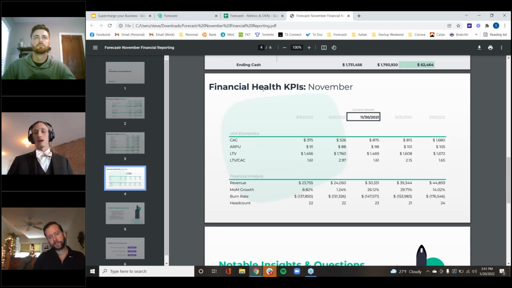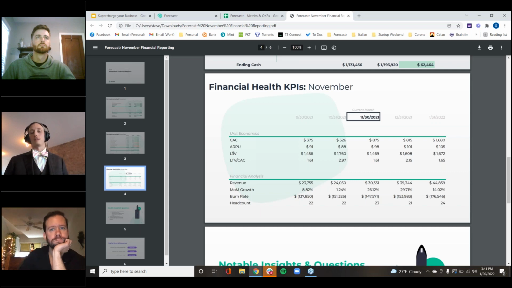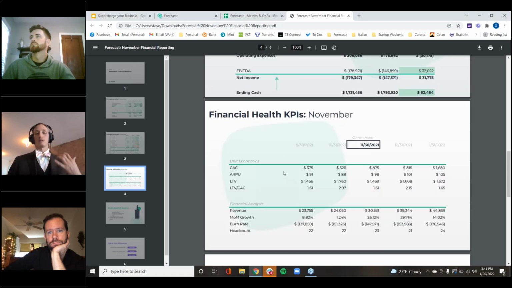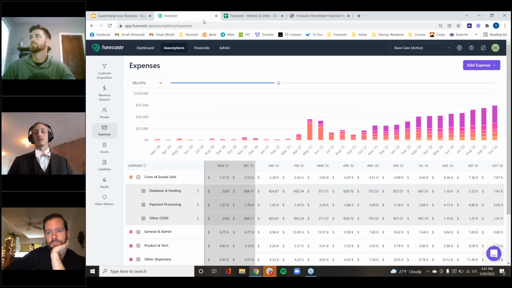We're going to look at what we call our financial health KPIs. What's our CAC? What's our average revenue per user? What's our LTV and our unit ratio? What about revenue growth and month-over-month growth, our burn rate, our head count? We're going to be looking at those metrics just to get a finger on the pulse of how the business is doing. And then we're taking all of this information and using it to update the financial model.